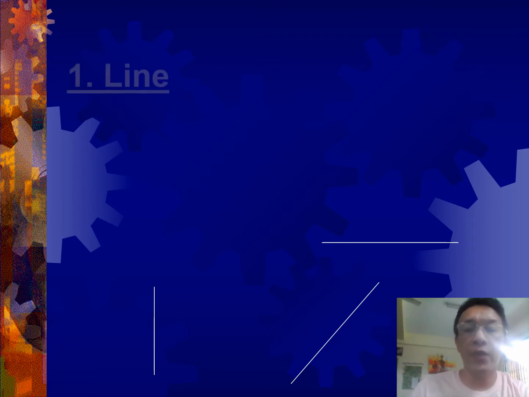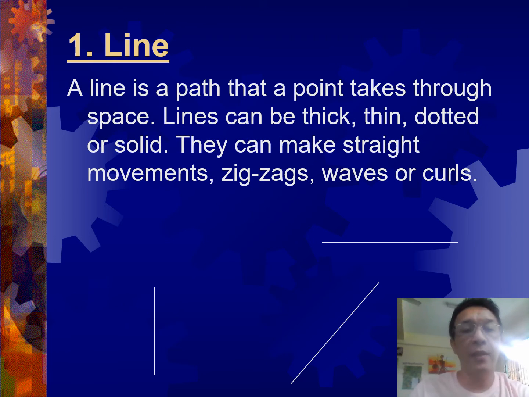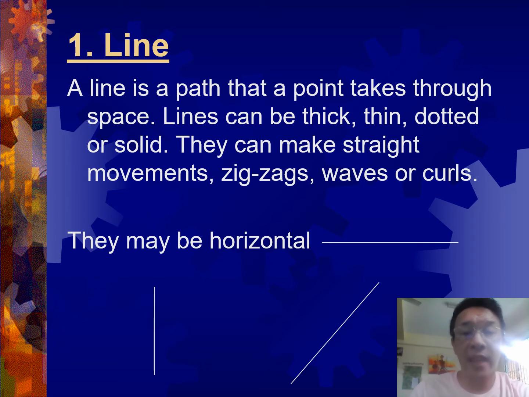Okay, so we have the first element of art, which is the line. What is this line, which is the first element of art? A line is a path that a point takes through space. Lines can be thick, thin, dotted, or solid. You can make straight movements, zigzags, waves, or curls.